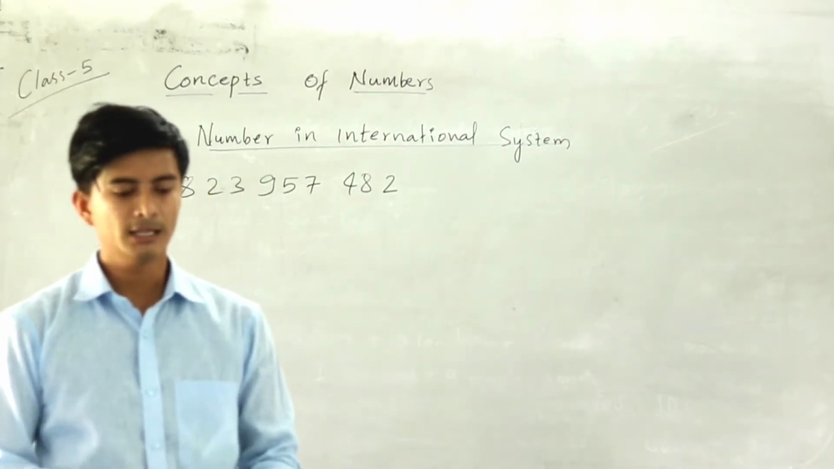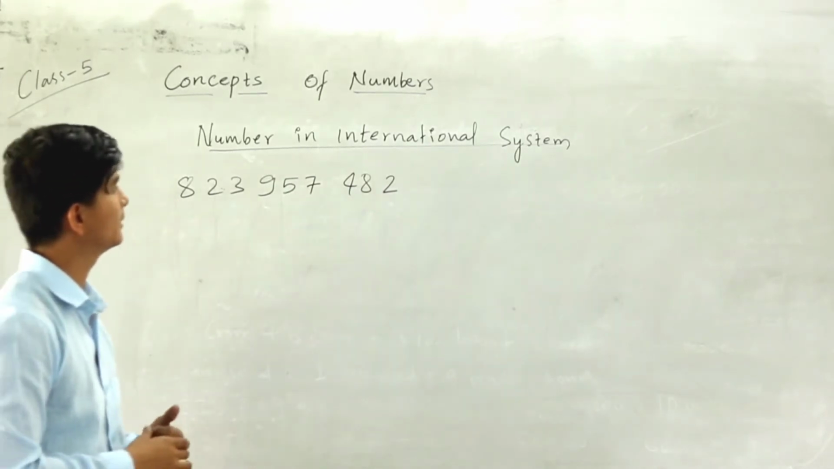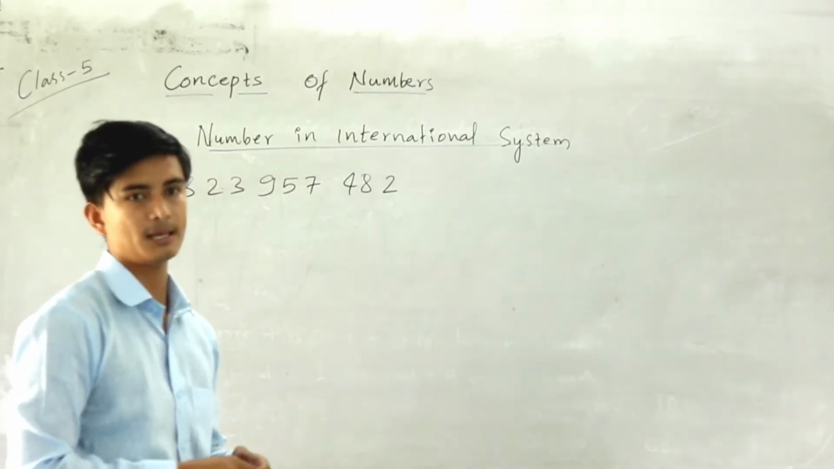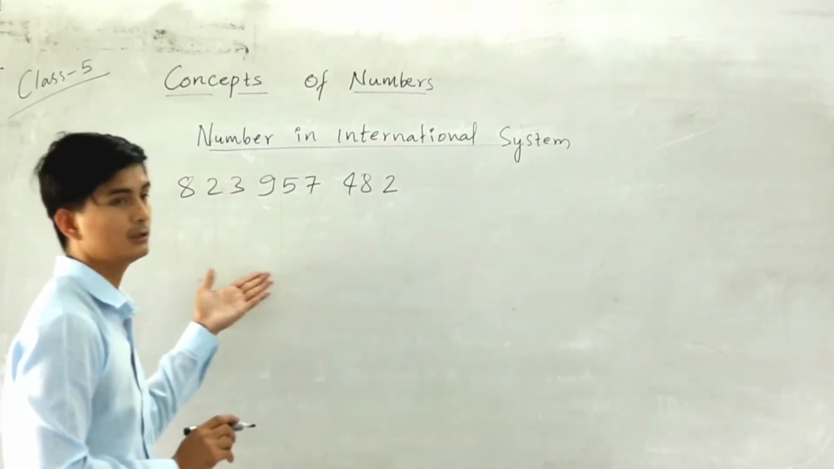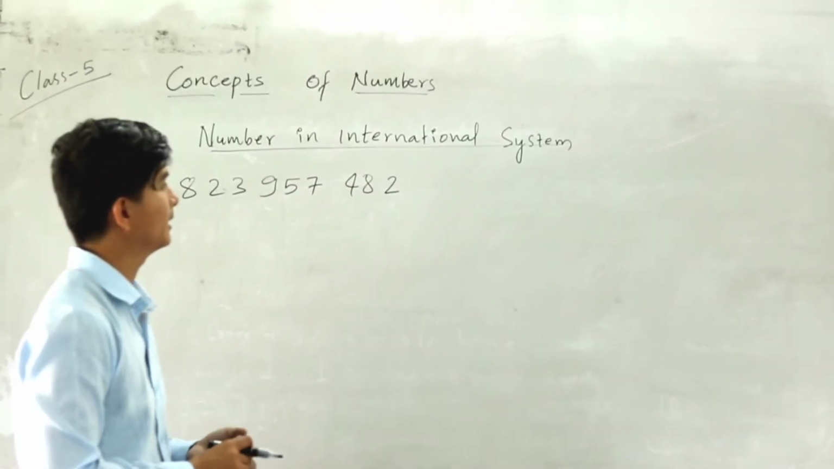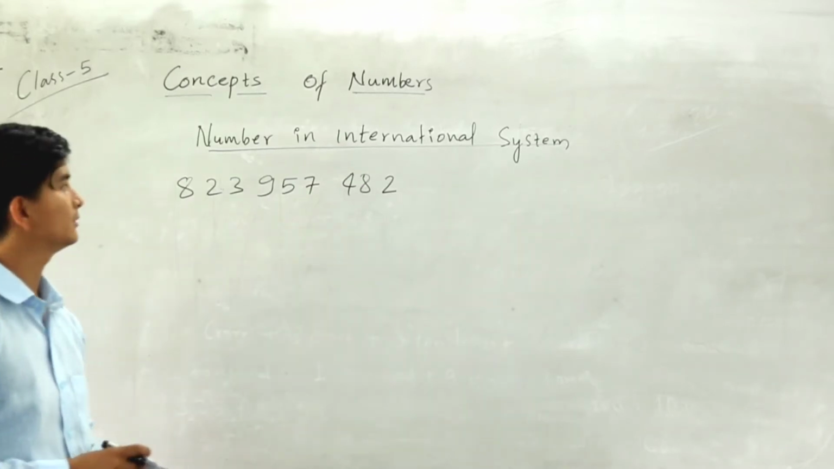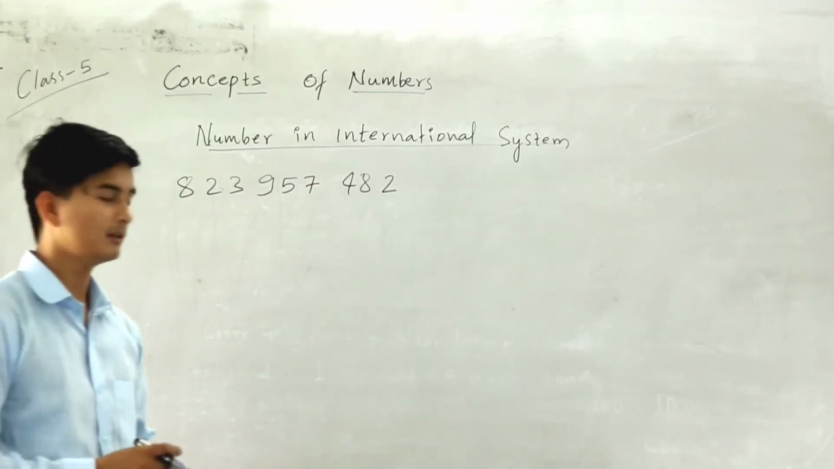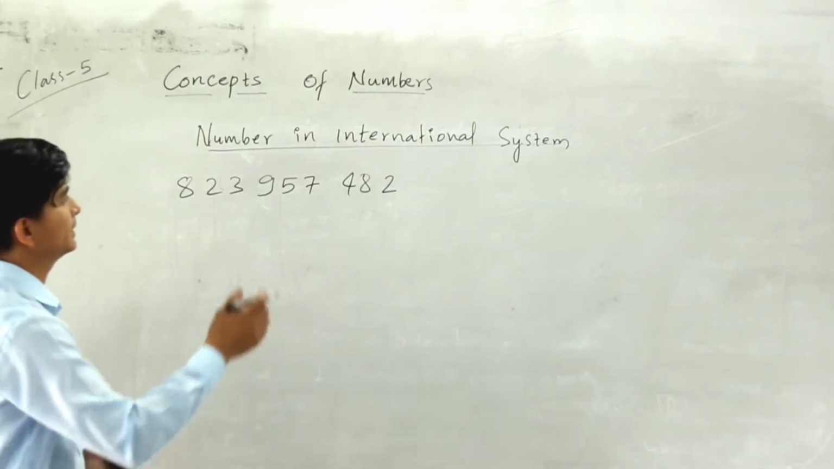So here I have written numbers. Firstly, we have to separate it with the help of commas, and then we will draw a place value chart for international system, and then we will write their number name also. The way of writing is different, but the number will be the same. So let's do it here.